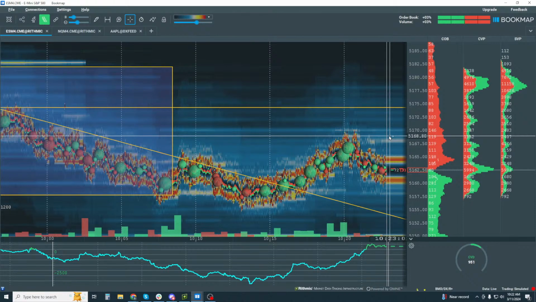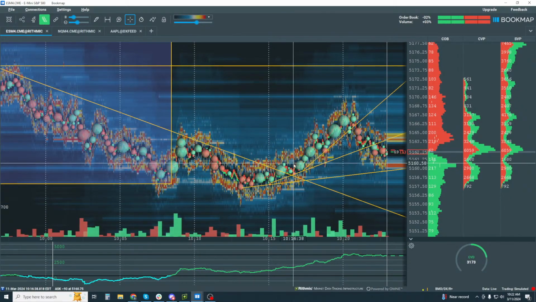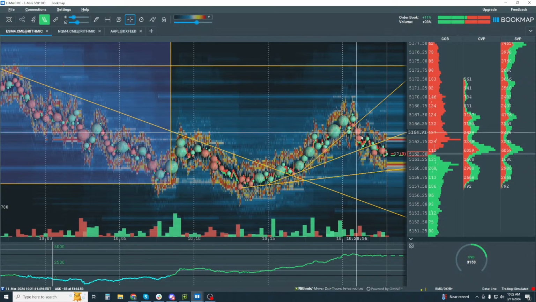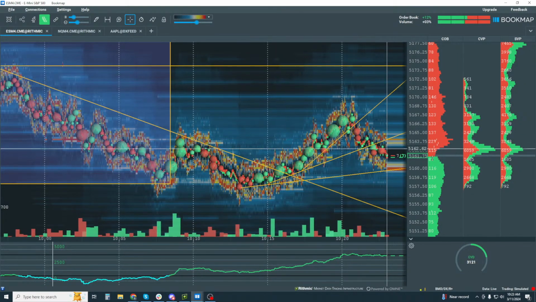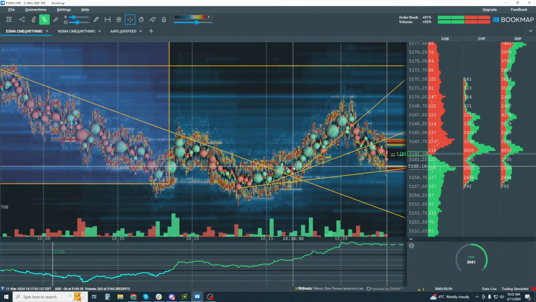All right, well, this is certainly a low volume pullback on that sell side. Okay, we've gone through a couple of trend lines. Still going lower here, so looking for some support down here around 60.